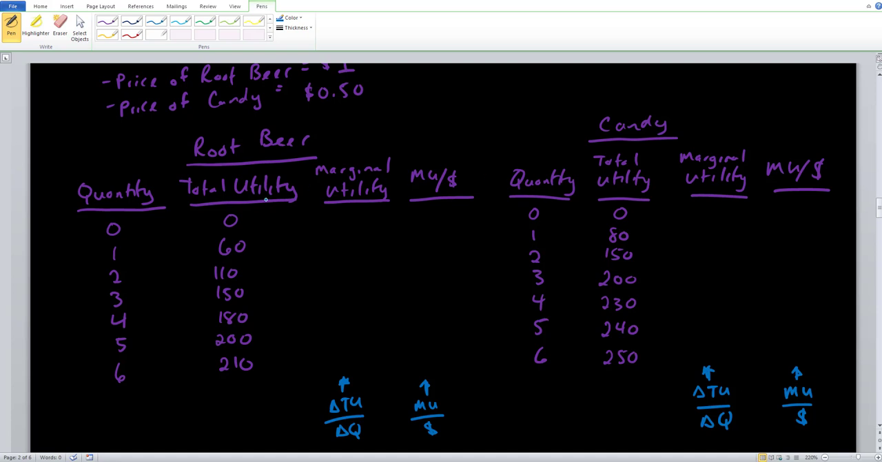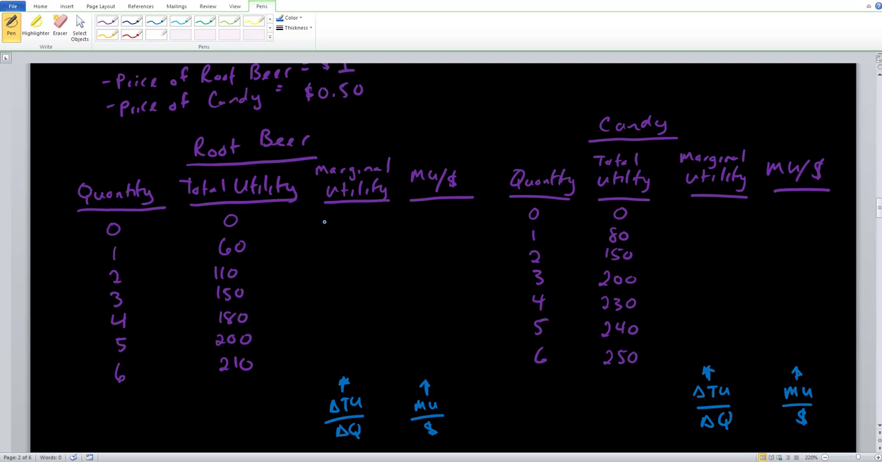This is actually the most complete problem that you can see on any type of problem, where I only give you quantity and total utility, and it's up to you to figure out the next two columns. I could give you marginal utility, I could give you marginal utility per dollar right away, but the way this problem is set up, this is the most complex and the most involved problem that you are going to face.